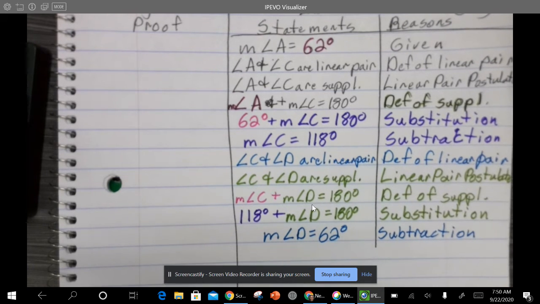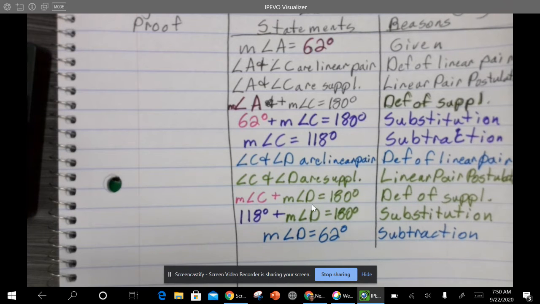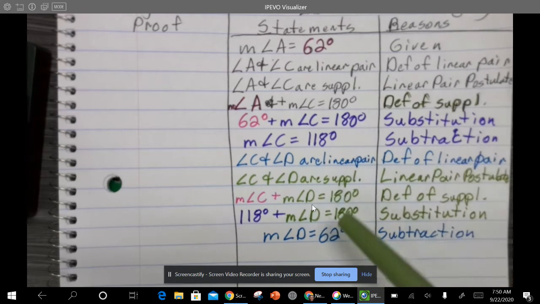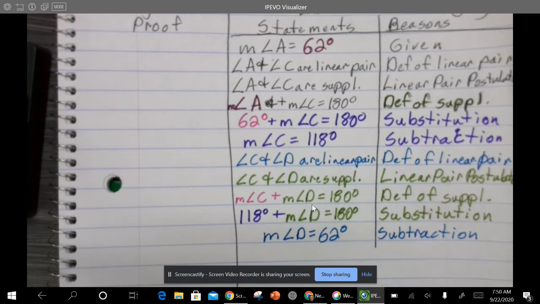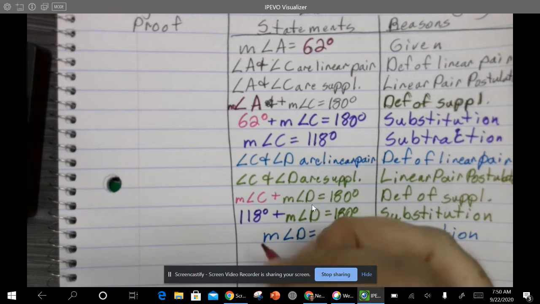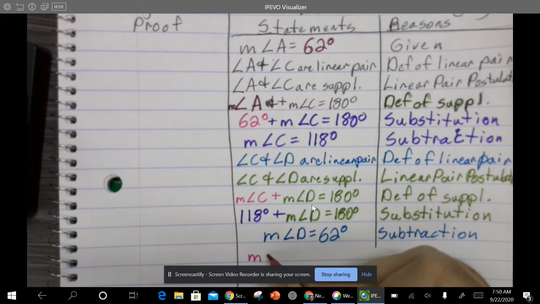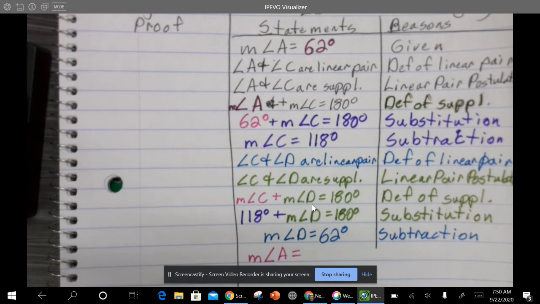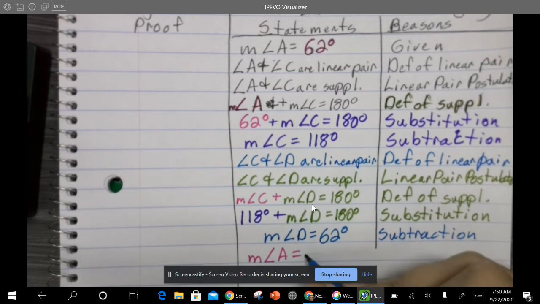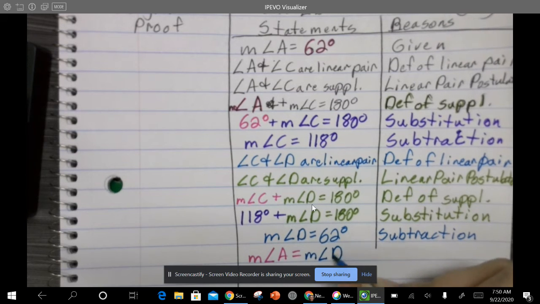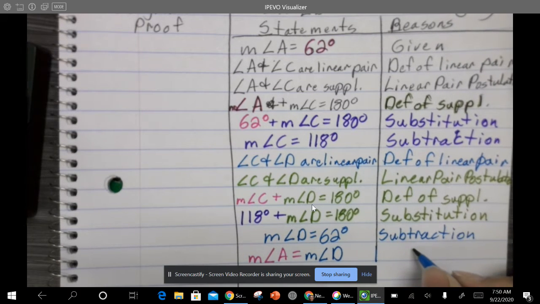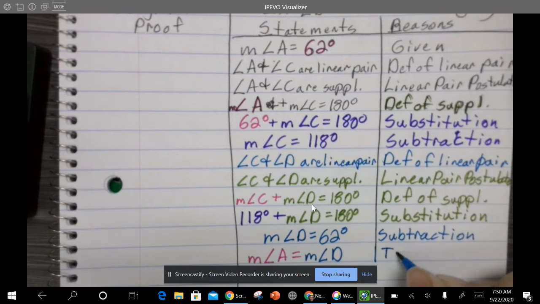Okay, so subtraction property. And then we're going to put in, so now we know that angle A and angle D are congruent to each other. So the measure of angle A is 62 degrees, and the measure of angle D is also 62 degrees. Okay, so that is our transitive property.